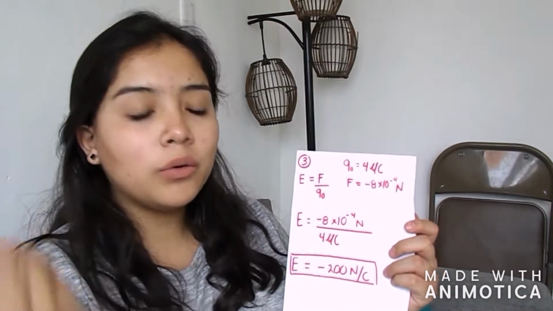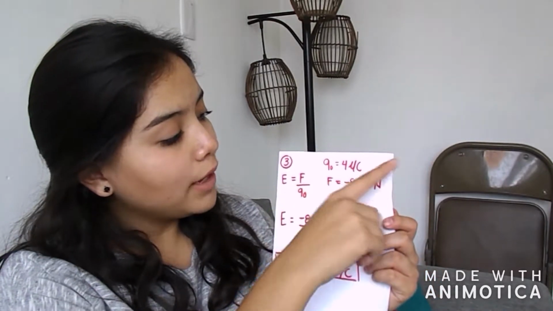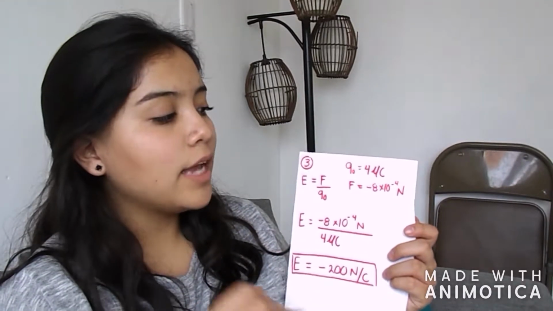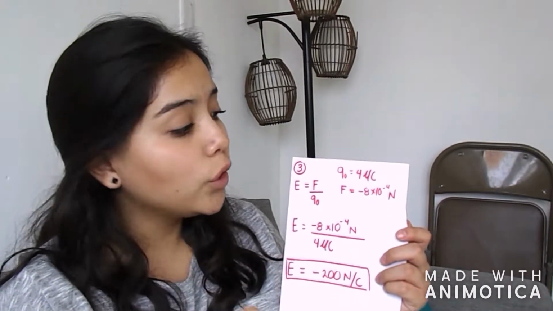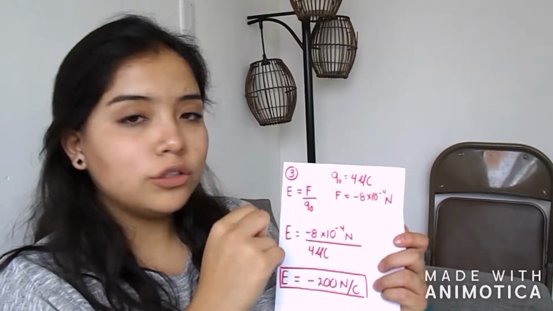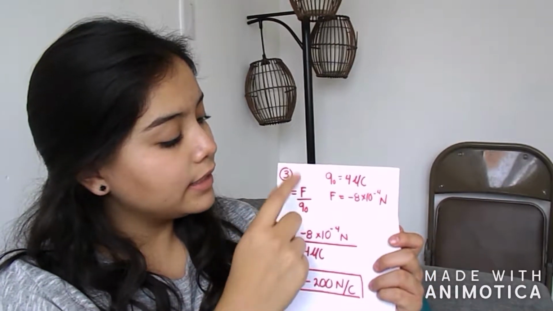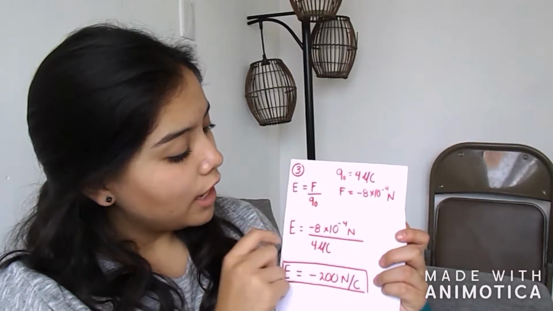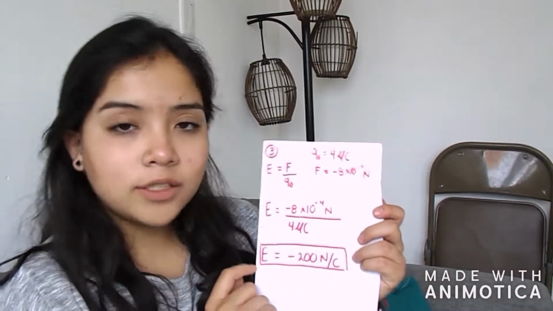In problem number 3, they are asking us for the electric field. So we have our data: 4 microcoulombs, that is the charge, and the force, minus 8 times 10 to the minus 4. And we're going to use the formula of electric field, that is force over the test charge. And we substitute our values, and we have this result.